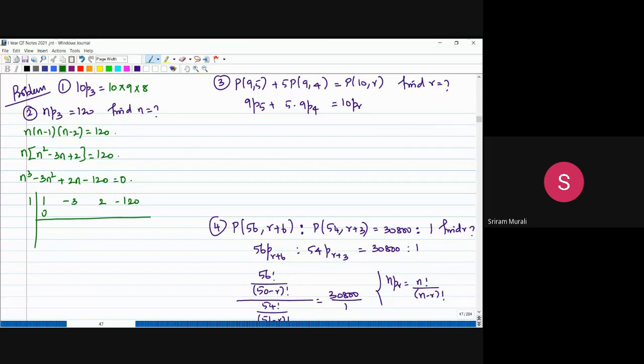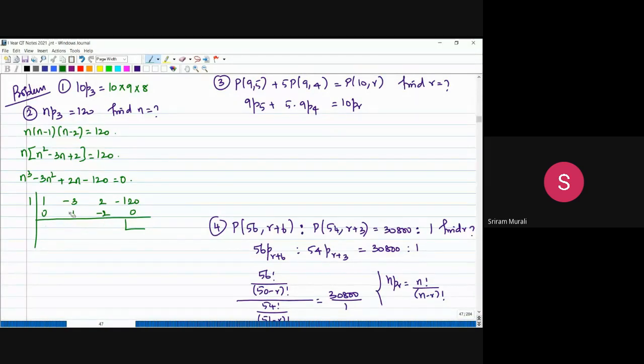1, you should add this. Normally vertical must be added, these two must be multiplied. So 1 into 1 will be 1. Now you add this. If I add, it is minus 2. If it is minus 2, then you multiply this. 1 into minus 2 will be minus 2. Again, this is 0. 1 into 0 will be 0. So the remainder I should get 0, it is not 0. So 1 is not a root.